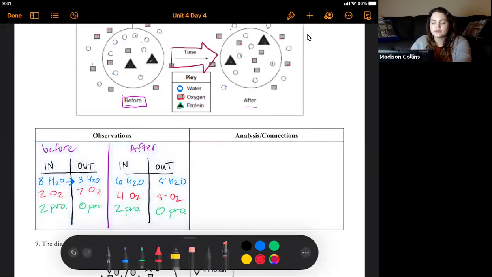All right, same thing for oxygen. We started with 2 molecules in and 7 out, but we ended with 4 in and 5 out.